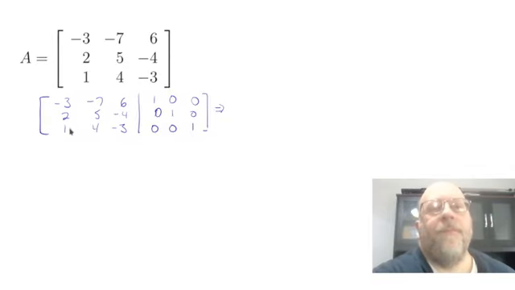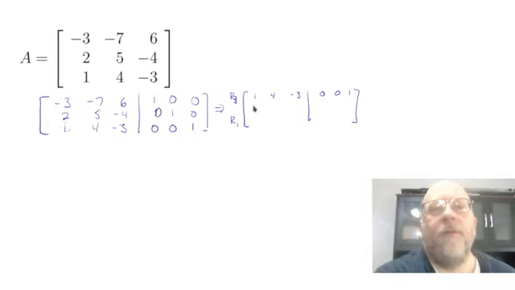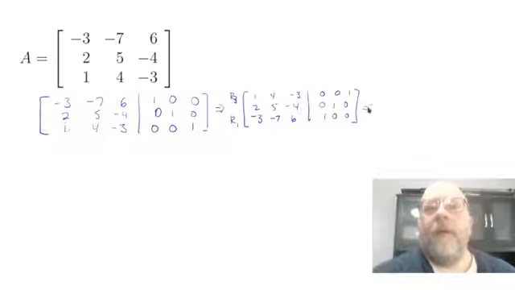All right. Since I already have a 1 here, I'm going to switch row 1 and row 3 and put the 1 up in the top corner. That means I have to switch row 1 and row 3 on this side also. All right. Now I'm going to cancel this 2. I'm going to take row 2 minus 2 times row 1. And I'm going to cancel this negative 3. I'm going to take row 3 plus 3 times row 1.